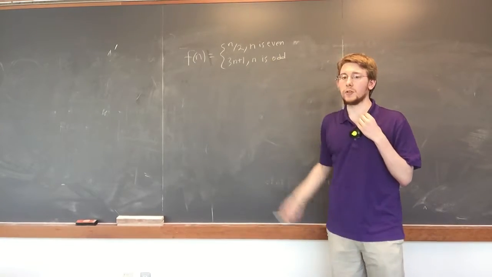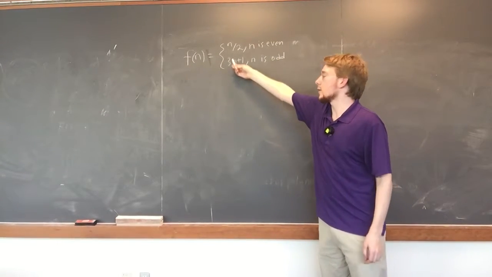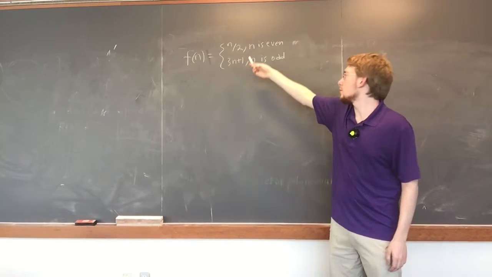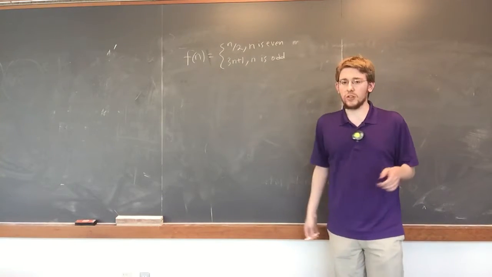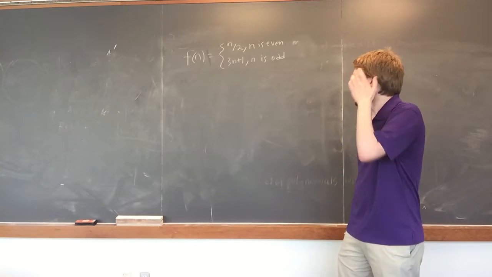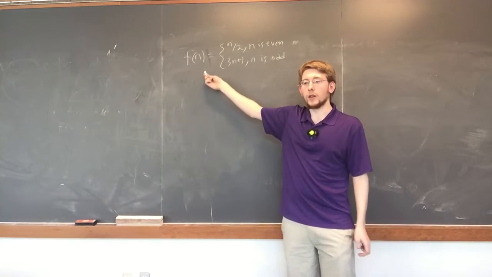So this makes sense. If it's even, we divide by 2. If it's odd, we multiply by 3 and add 1, then we get an even number, and we divide by 2, and it's going to do some crazy thing. The Collatz conjecture states that no matter where you start, you're going to get down to 1 eventually.